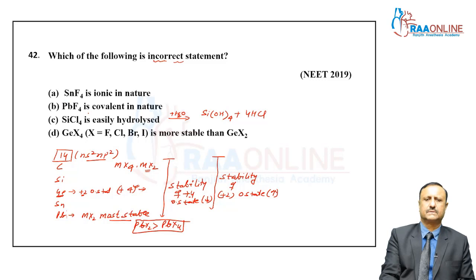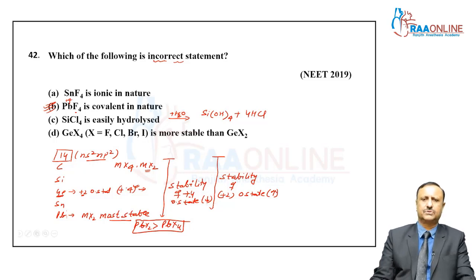Here, my dear students, when we go to question number 42, this is an incorrect statement. Why? Because PbF4, with +4 oxidation state, is ionic in nature, because fluorine is small in size. SnF4 is ionic in nature, the correct statement. So, you can see here question number 42, answer is B, and this question was asked in NEET 2019 exams.